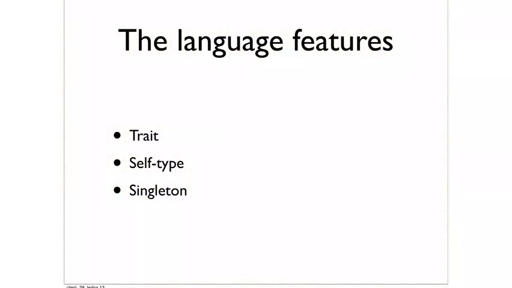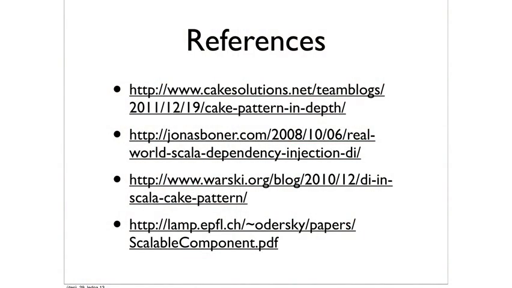And it's pretty addictive. So back to the language features, there are really just these three things that you need to know, and you probably already know them if you know Scala: the trait, the self-type, and optionally the singleton. If you're interested in more details, here are some links to articles about the Cake Pattern and a paper from Martin Odersky where the Cake Pattern probably comes from.